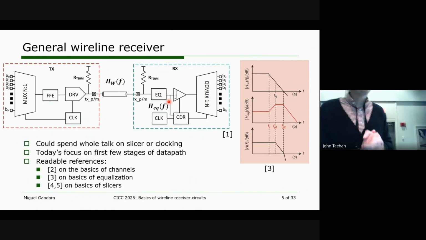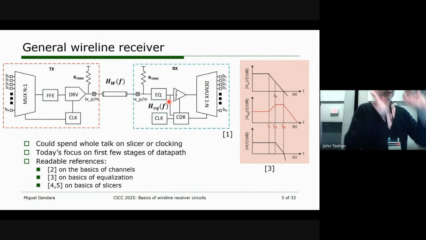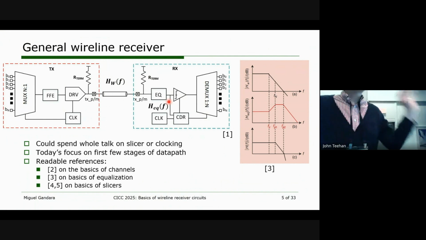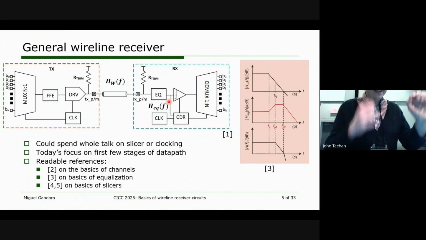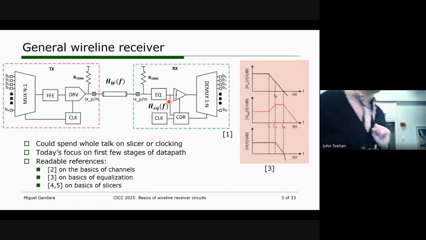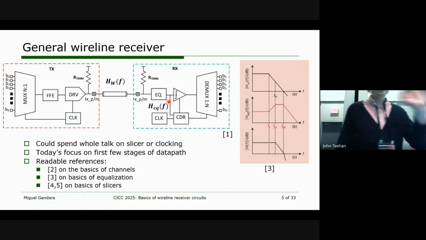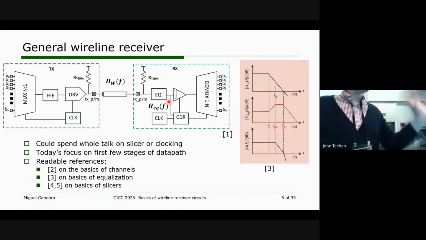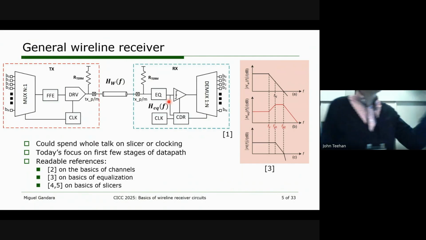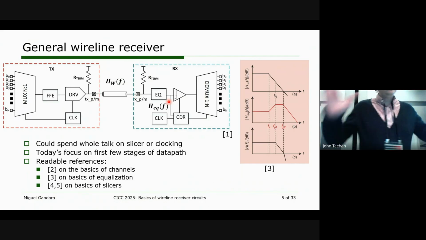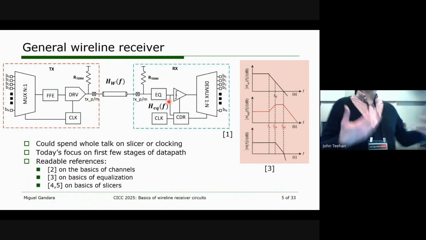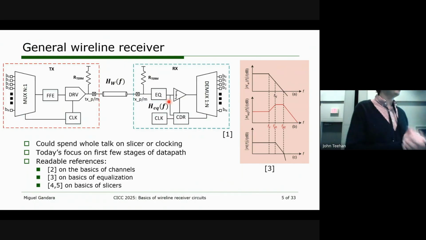So frankly, I could spend the entire talk on just slicers or just clocking. They're both very complex topics with very complex trade-offs, and to do them justice would actually take much longer than just the 35 minutes I have. So today I really want to just focus on the first few stages of the data path, try to give you some good intuition on those first few stages, and then maybe I can leave you with some references so that you can go read a little bit further if you're interested, okay?